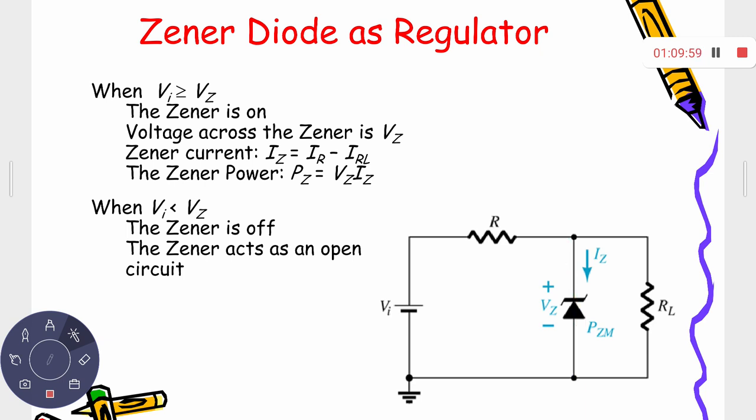So, if you have more current through this, then you should bypass this current through this, so that at max IZM current can flow through this. On the other hand, if the current is a small amount because of small excitation, you can provide at least IZK current through this, so that the diode can be in the breakdown region.